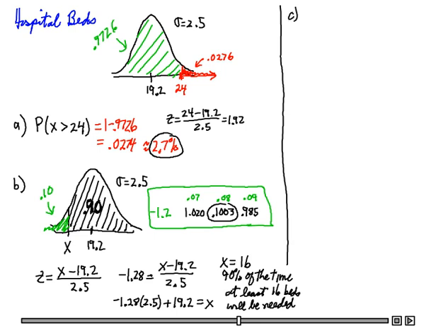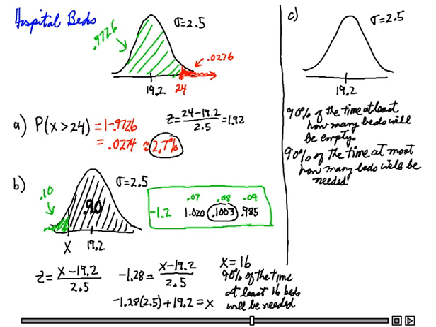Now, C, 90% of the time, at least how many beds will be empty? So we are going to use the same distribution. Well, actually, it's the only distribution we have. And remember that the random variable here is how many beds are needed. So right away, the question is a little different. 90% of the time, at least how many beds will be empty or not needed? That translates into 90% of the time, at most how many beds will be needed.